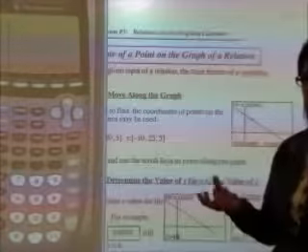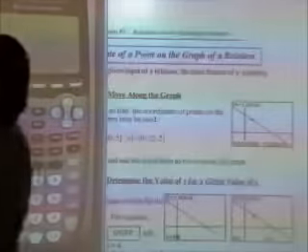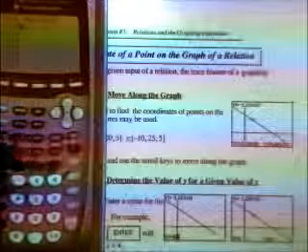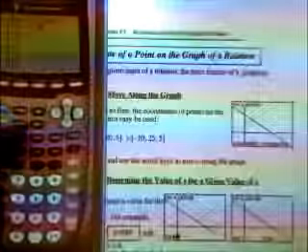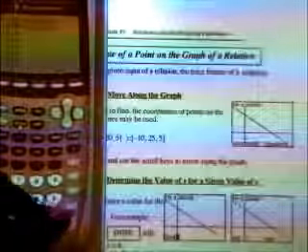The next thing that I'm going to show you is how you can find x and y coordinates on the graph. So we go back to our grid that we had. We are going to go back to our original equation, which was negative 1.25x plus 15.